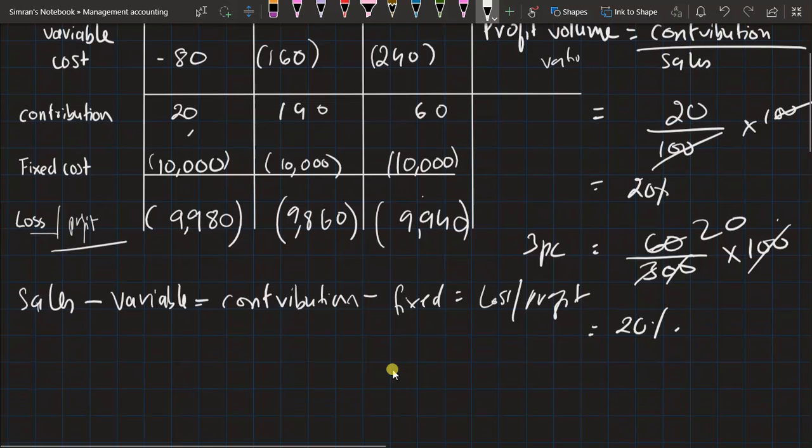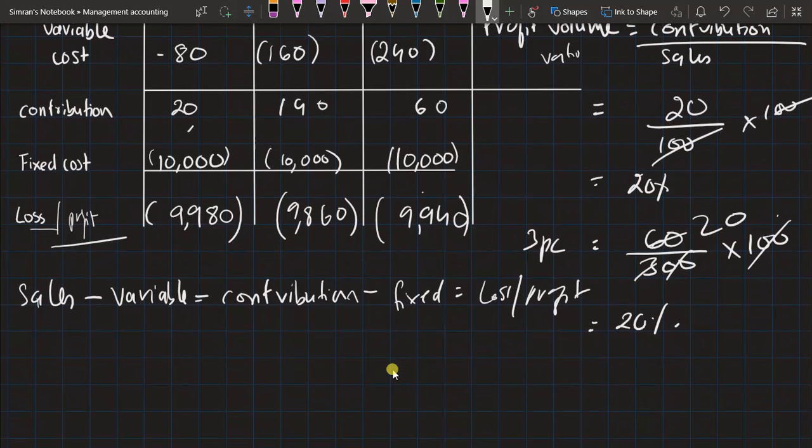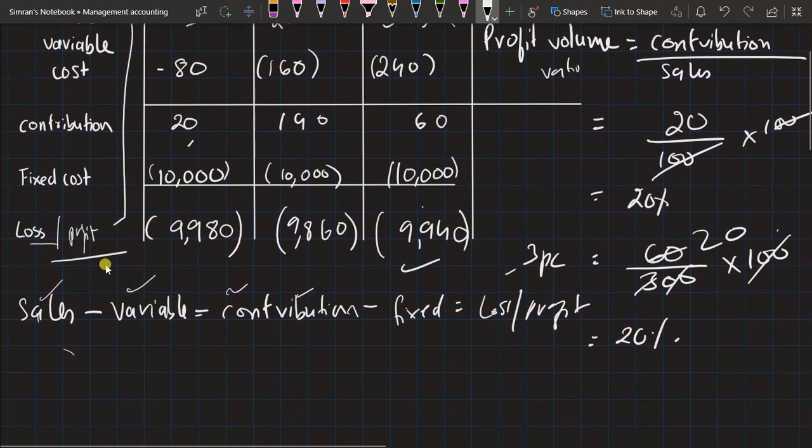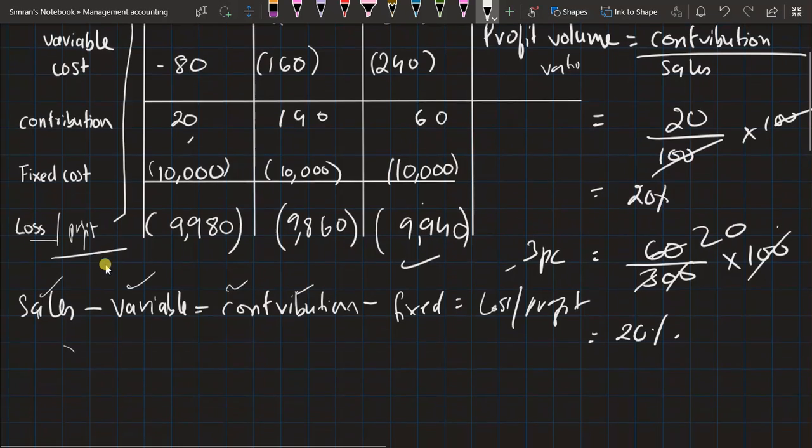We can also reverse the equations according to the situation. If we are given the fixed cost, then we need the contribution and the profit. If we have to find out the variable cost, we need to find the sales and contribution, etc. So basically, if you remember this chart, you can come up with the different equations according to the question.